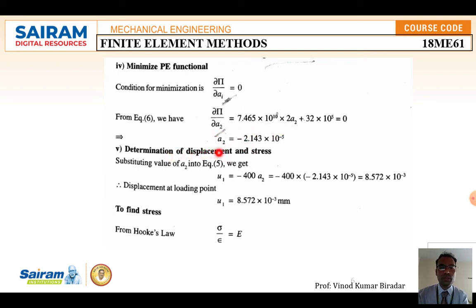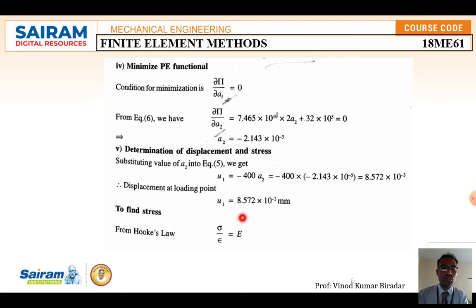Now determine the displacement and stresses. How to calculate in the last step? Substitute this A2 value in the equation. u1 is nothing but the deflection at midpoint, which is minus 400 A2. Substituting A2 here, you get the displacement at the loading point. u1 is equal to 8.572 into 10 to the power of minus 3. This is the deflection at midpoint.